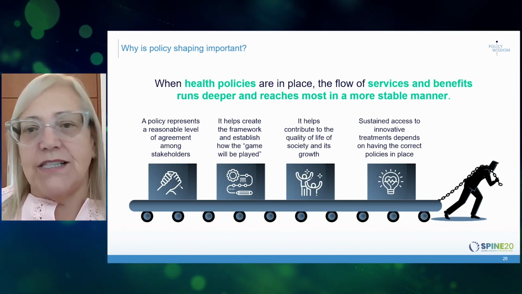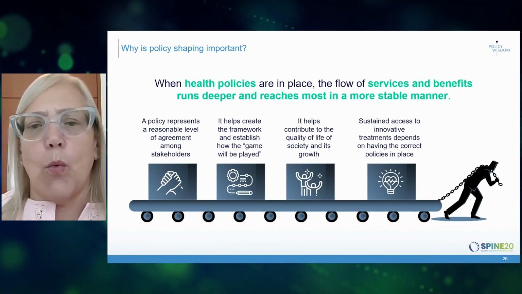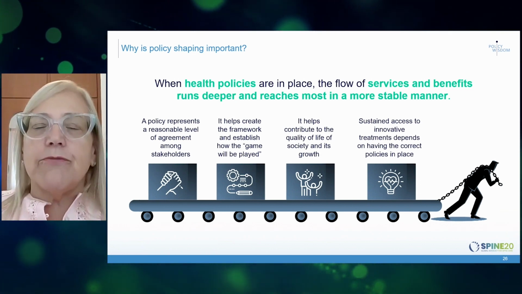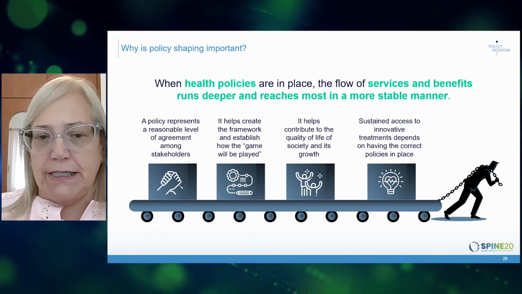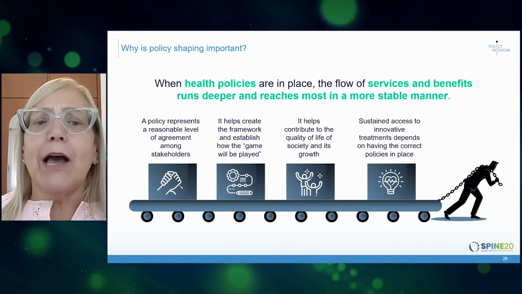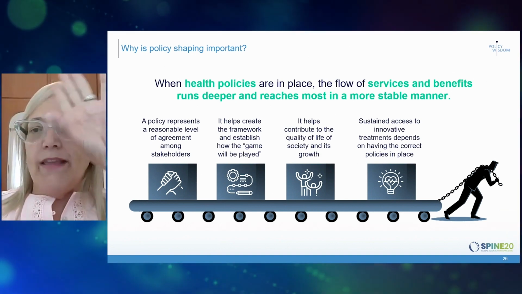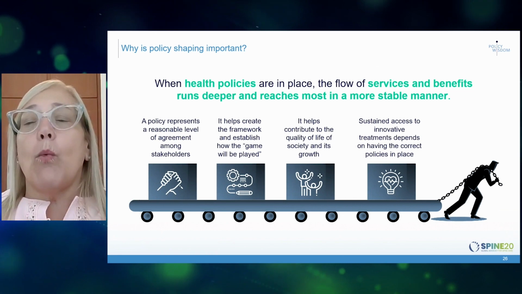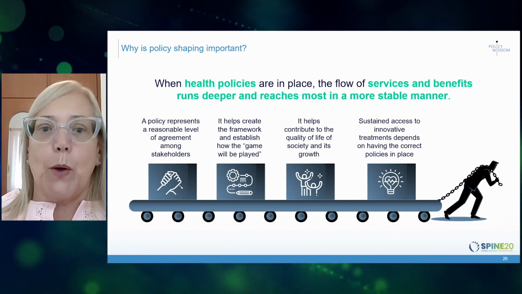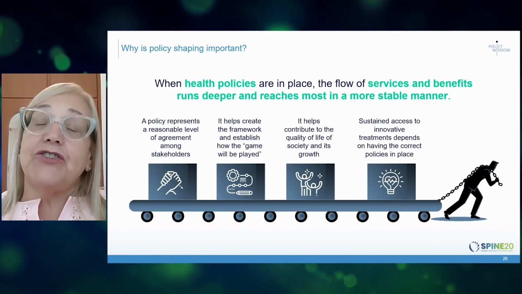In other spheres, like if you're working with clinical guidelines for a given disease or condition, or if you're working on a regulatory guidance, there is a reasonable level of agreement between those participating. And this is very important to make that policy viable. It helps create a framework of how the game will be played. So really, in the same way that we define policy as a framework, when we have the policy in place, people know what to expect, what to do, how to act. It helps contribute to the quality of life of society and its growth.